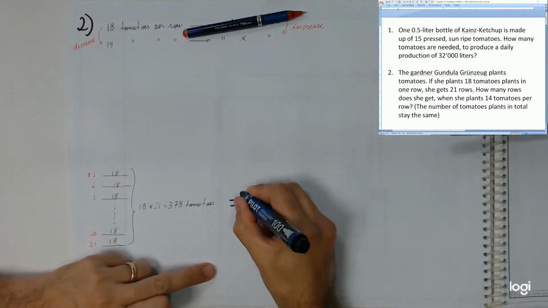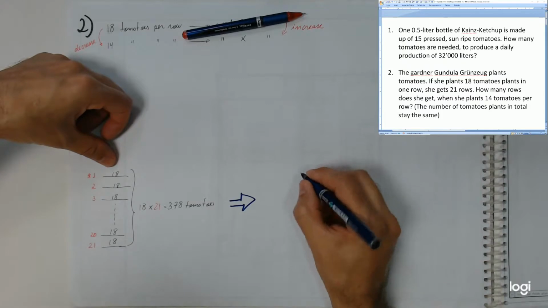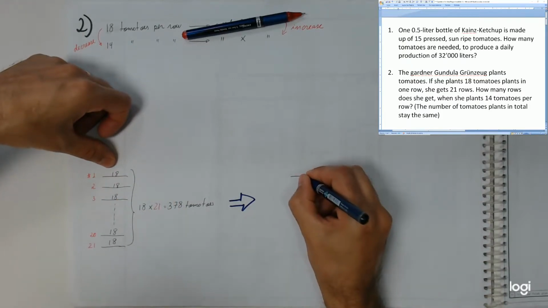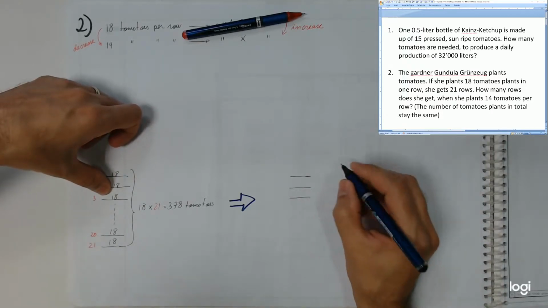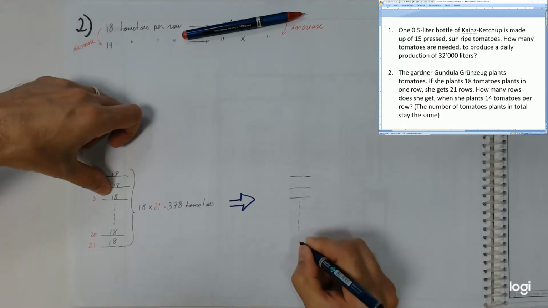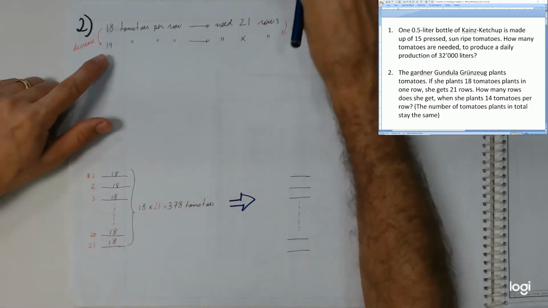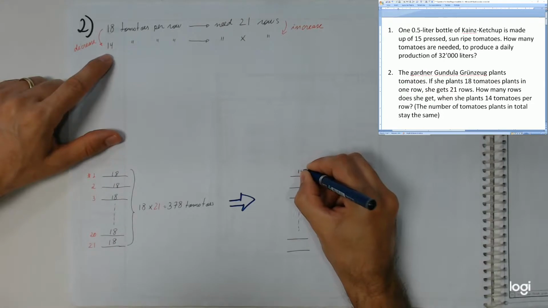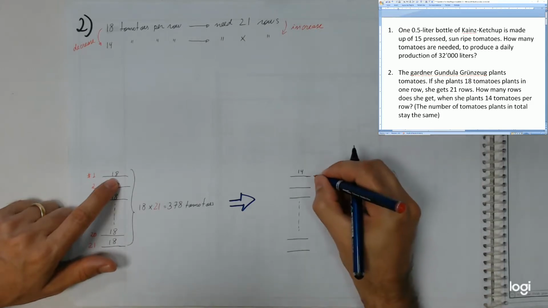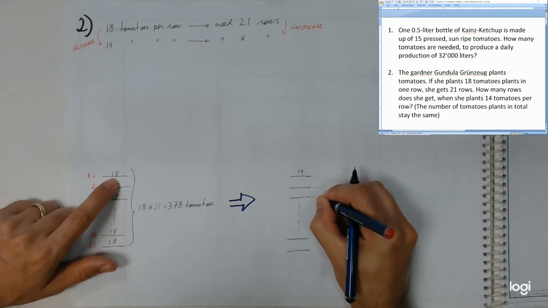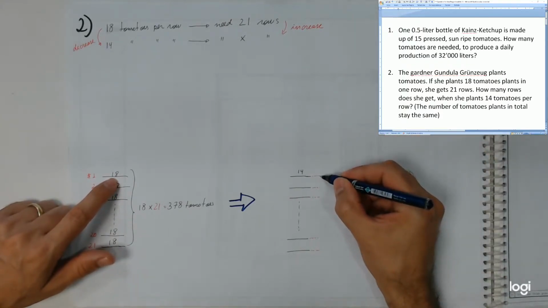Now she's going to change the amount of tomatoes per row. And let's draw those rows again. Let's suppose she just goes one. I'm going to draw the same image in here. Goes on here and here. Now, look what's going on. Now she's going to plant only 14. But she used to plant 18. So we have an extra. Let's put it this way. We have an extra in here, right? That she's not going to use anymore, because she used it to go up to here when she planted 18.